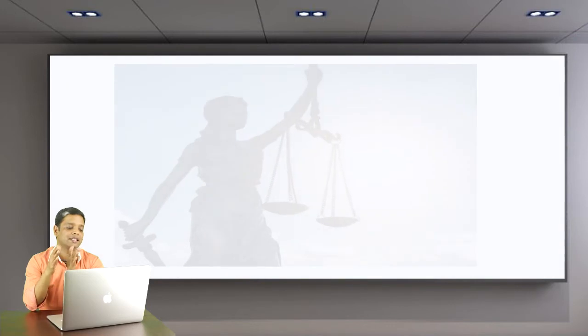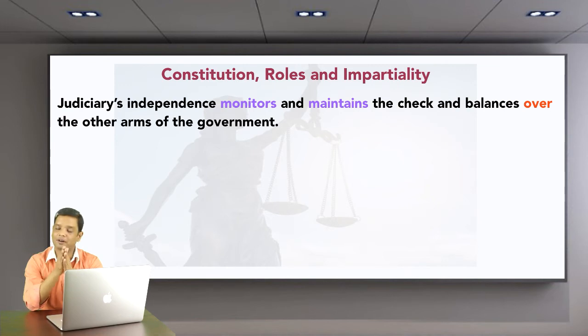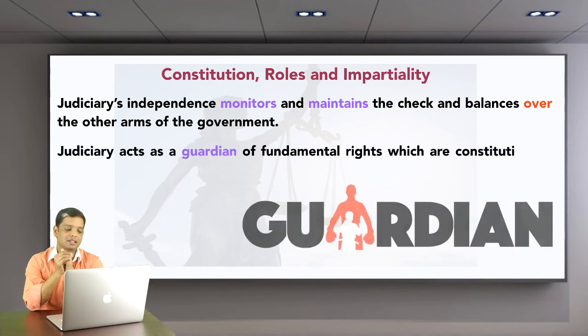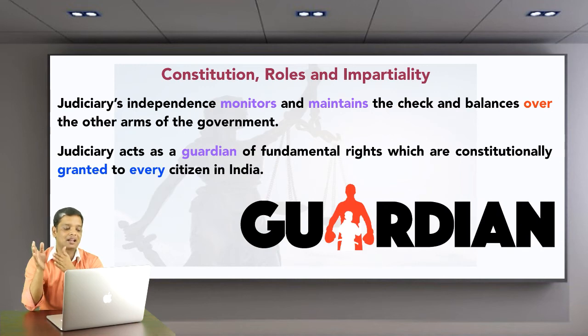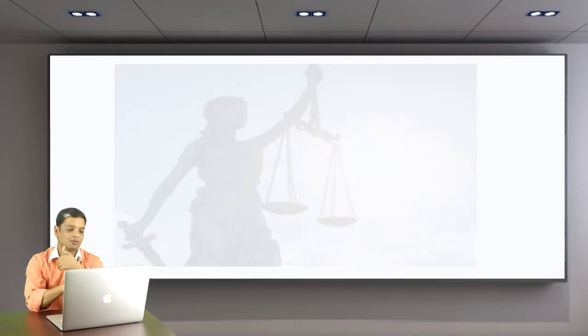Next one is judiciary's independence. It monitors and maintains the check and balance over the other arms of the government. We have also discussed this point while discussing, remember, judicial review and separation of powers. Next one is the judiciary acts as a guardian of fundamental rights which are constitutionally granted to every citizen in India. The next topic was role of judiciary.